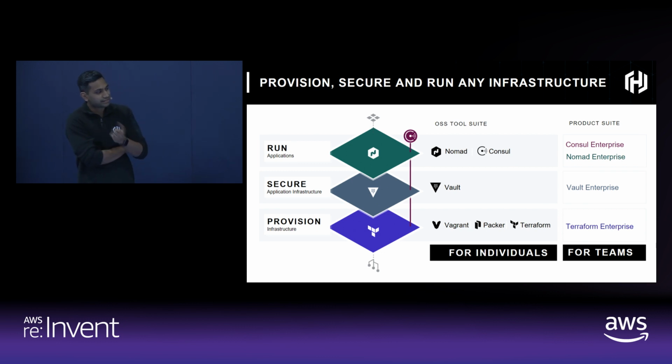So we've built 6 different open source tools in 3 different spaces: the provision space, the security space, and the runtime space. In the provision space, we have Vagrant, Packer, and Terraform, and I will go into details for each one of these tools as we go through this talk. In the security space, we have Vault. In the runtime space, we have Nomad, which is a general purpose cluster scheduler. And then we have Consul, which is a service mesh that connects all the layers together.